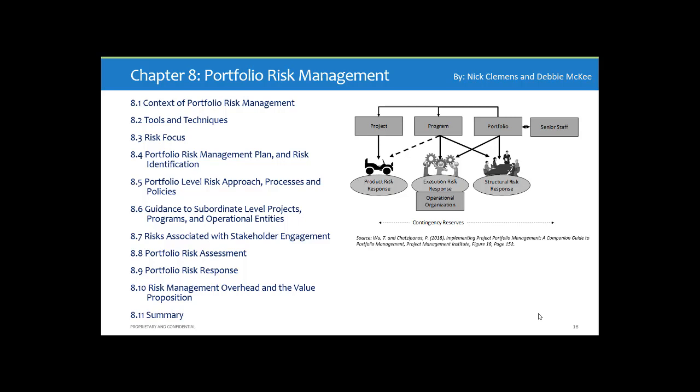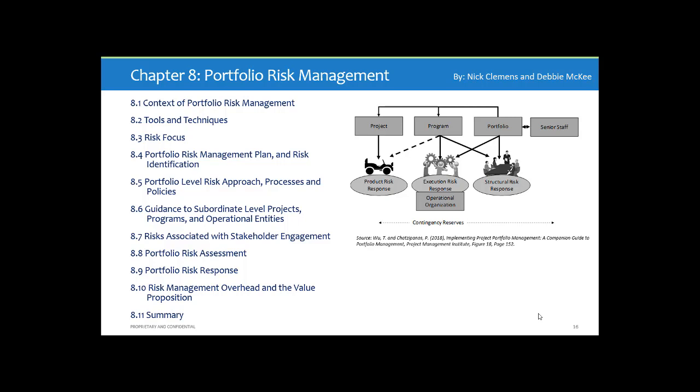The chapter in this book includes the context of portfolio risk management, the tools and techniques, and the focus of the risk. We also look at some of the specific tools and techniques: the portfolio risk management plan, risk identification, portfolio level risk approach, processes and policies, guidance to subordinate level projects, program, operational entities, risk associated with stakeholder engagement, portfolio risk assessment, portfolio risk response, as well as risk management overhead and value proposition.